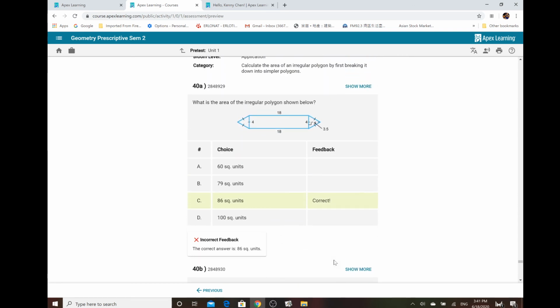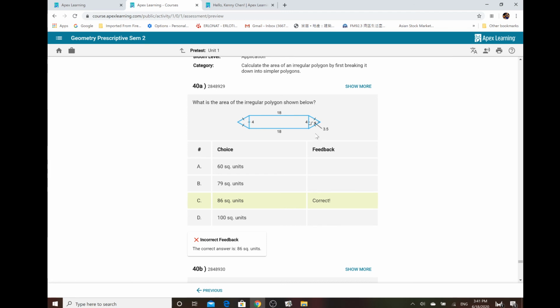And now what about number 40? We know that this one is a composite figure, and according to Apex, it's called an irregular polygon. But the appropriate term for it would be a composite figure. A composite figure consists of different kinds of shapes. We have a rectangle, and it looks like we have 2 congruent triangles here, the one on the left and the one on the right.